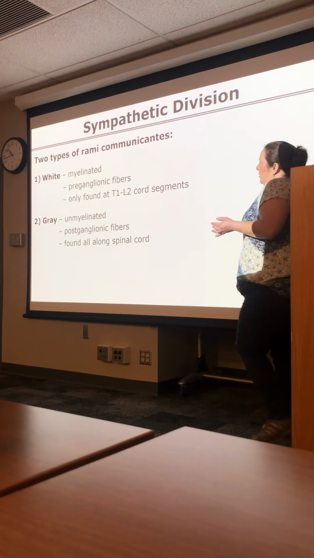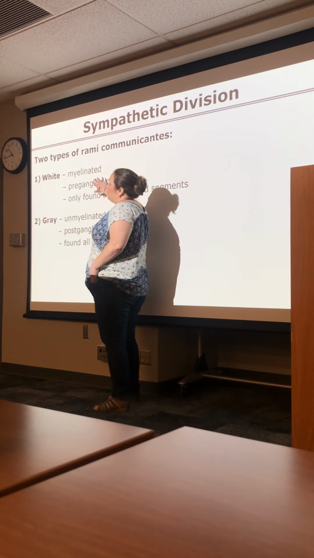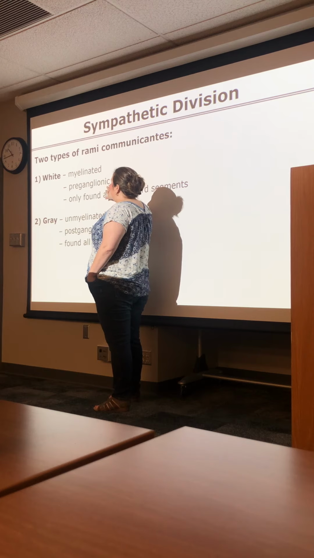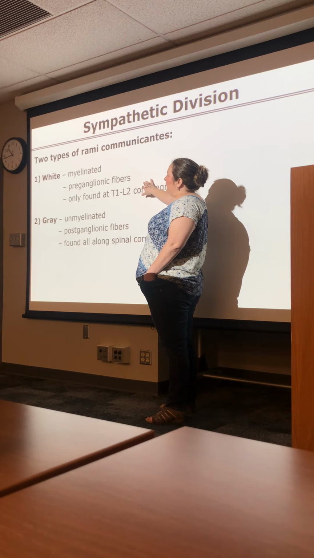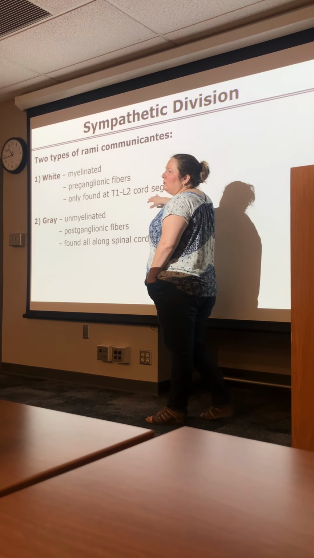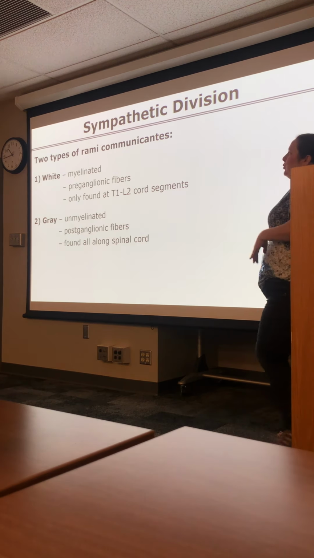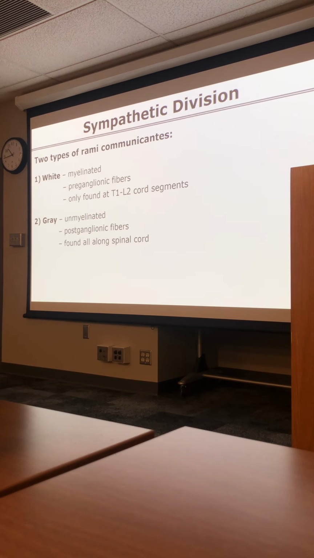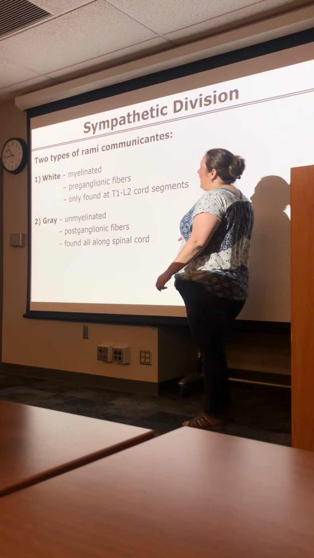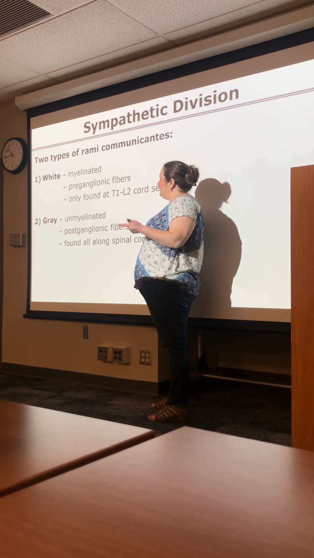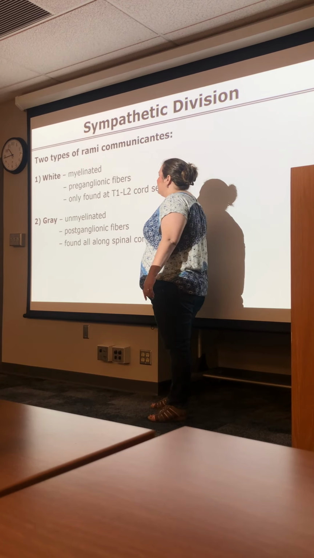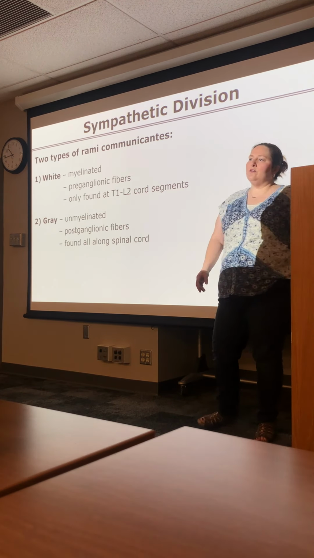So what's the difference? The white rami communicantes are considered white because they're myelinated. And remember, these are preganglionic sympathetic axons. And you only have that information coming out from T1 to L2, so that's the only place that you find these white rami communicantes. So you only find a way onto the sympathetic chain from T1 to L2. But you've got to find a way off everywhere. And when you get off the sympathetic chain through option 1 or 2, those are postganglionic sympathetic axons, and they're found all along the vertebral column.